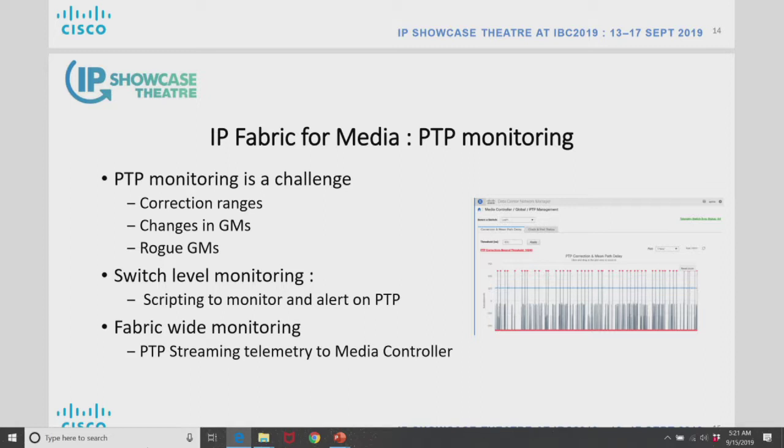Typically 1 microsecond, 1,000 nanoseconds. If your corrections go above 1 microsecond, you want to be alerted. There were no tools at the time to do that at scale. So we wrote scripts to monitor correction ranges and changes in grandmaster, so that when there is a change in the grandmaster, you are alerted, and also for rogue GMs, a rogue grandmaster that is connected.